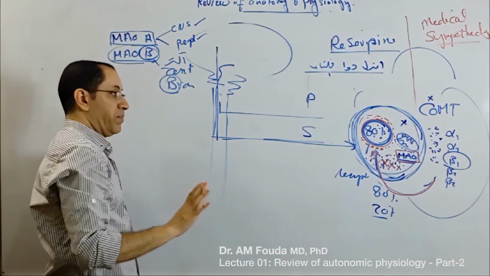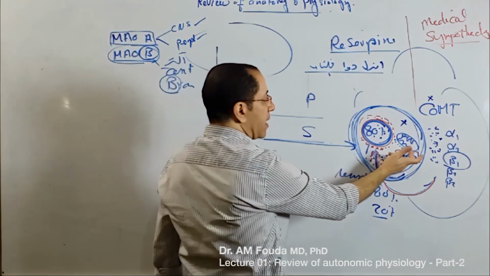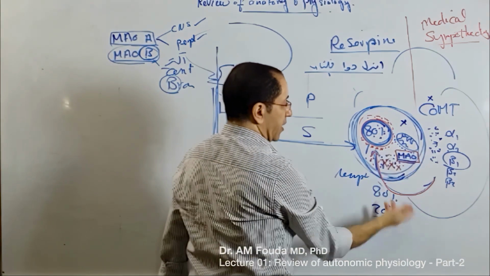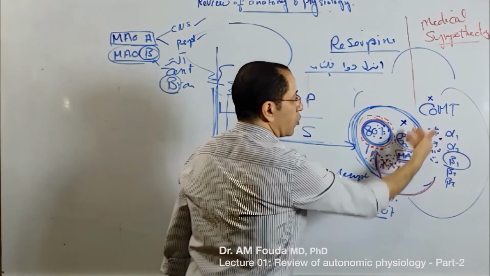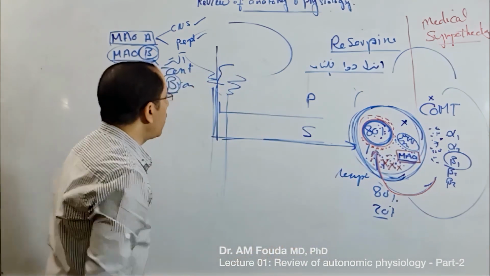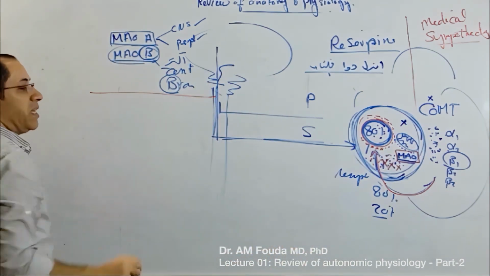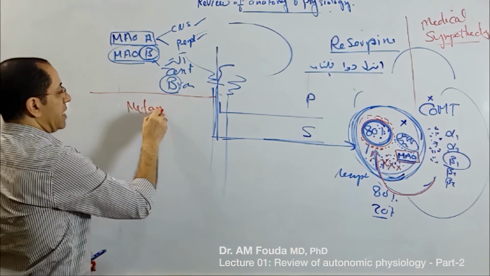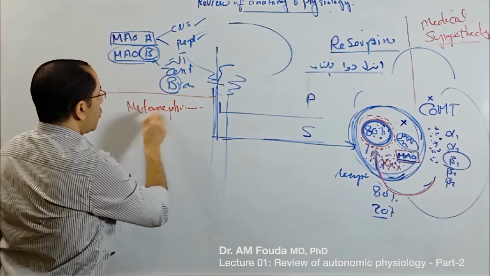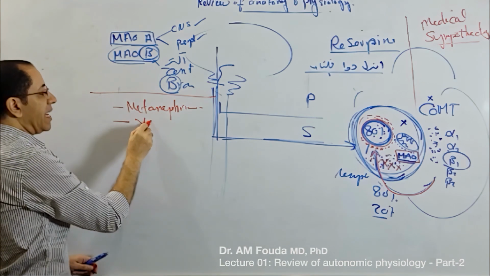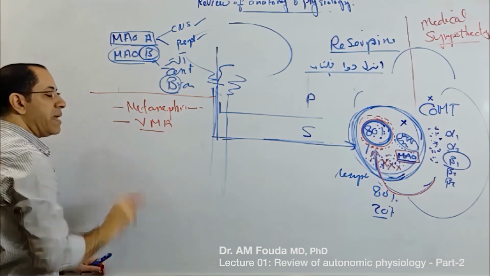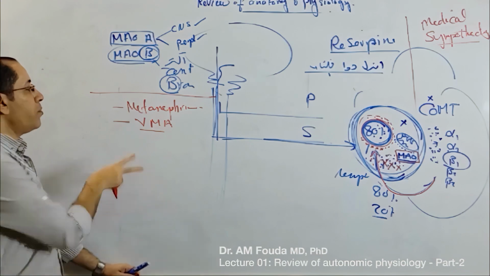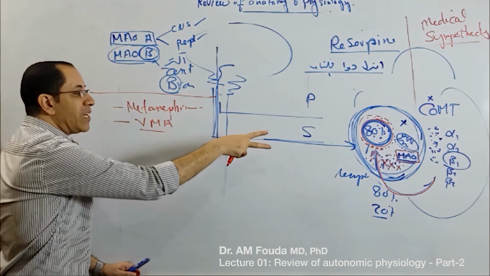So, what is the resultant compound of breaking down norepinephrine by monoamine oxidase enzyme and COMT enzyme? Norepinephrine is transformed into two substances. One of them is called metanephrine. The other is called VMA or vanillyl mandelic acid. These are two major metabolites of catecholamine.